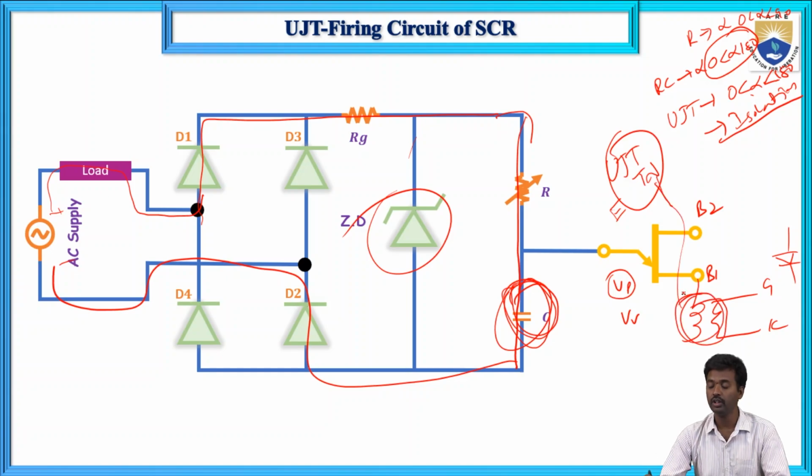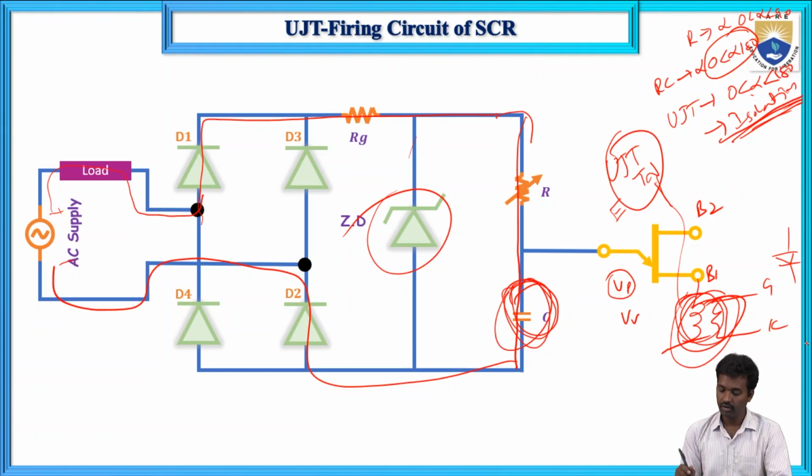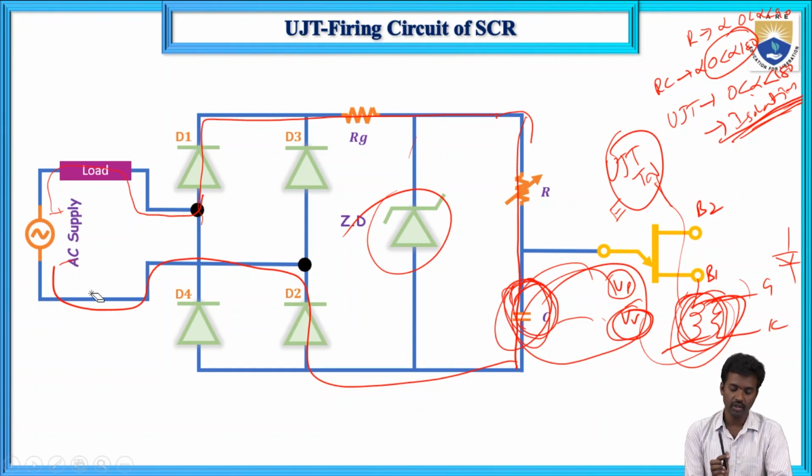There is isolation. This pulse will provide isolation between the supply and the gate cathode voltage. Similarly, the capacitor voltage discharges later, and when it is less than the valley voltage, the UJT is turned off and the gate is disconnected from the SCR. The same fashion repeats for the negative half cycle, where these three diodes conduct. In this way the UJT firing circuit works.